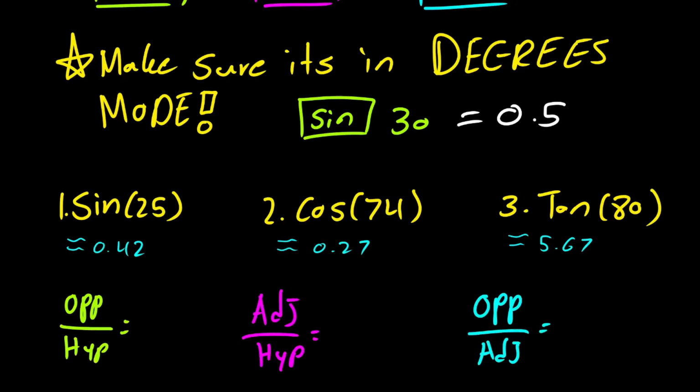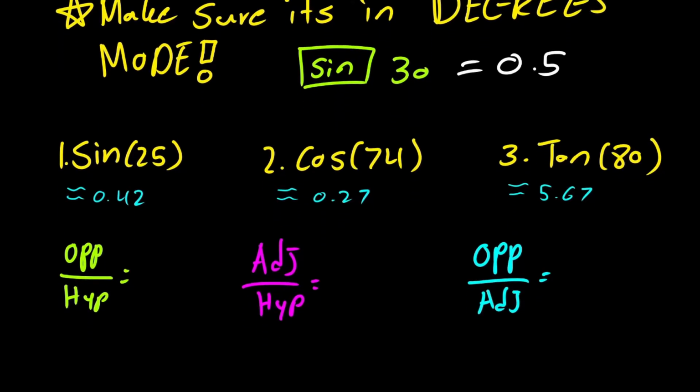Now, don't forget what these really mean. What this really means is that if you have an angle of 25 degrees, the ratio of the opposite to the hypotenuse is 0.42. And for 0.27, the ratio of the adjacent to the hypotenuse is 0.27. And again, with the tangent, the ratio of the two sides is 5.67. Don't forget that these are ratios. They're not just random numbers that come out of thin air. It's very important that you understand that these are ratios and that these apply to all triangles no matter how big or small they are, as long as they have that angle.